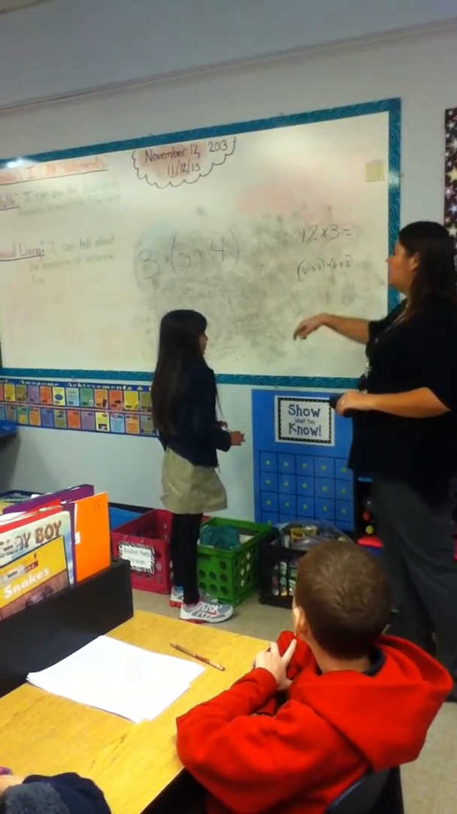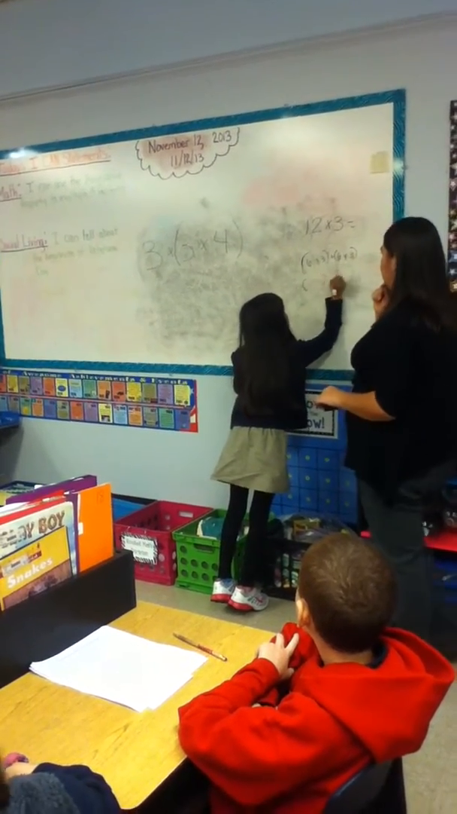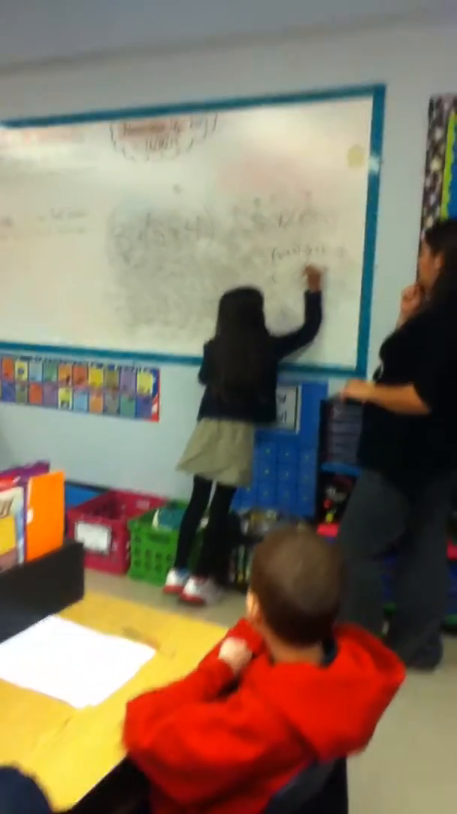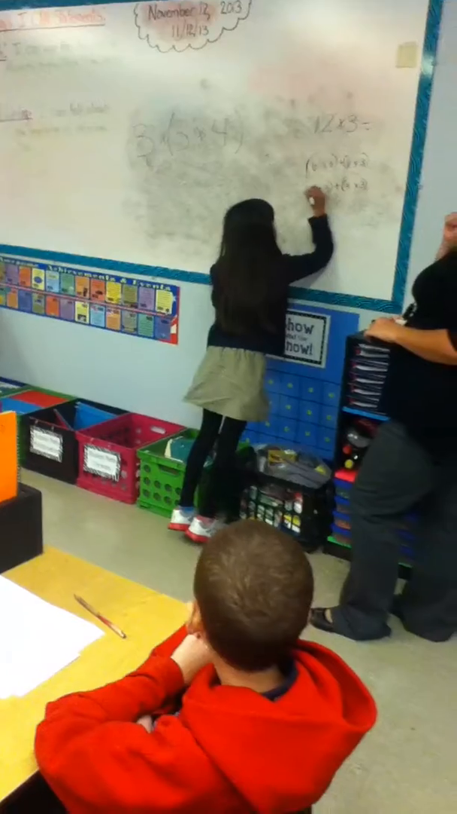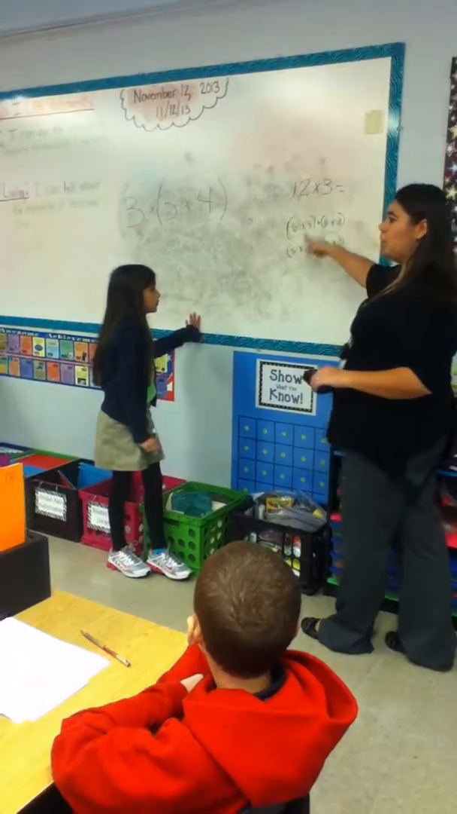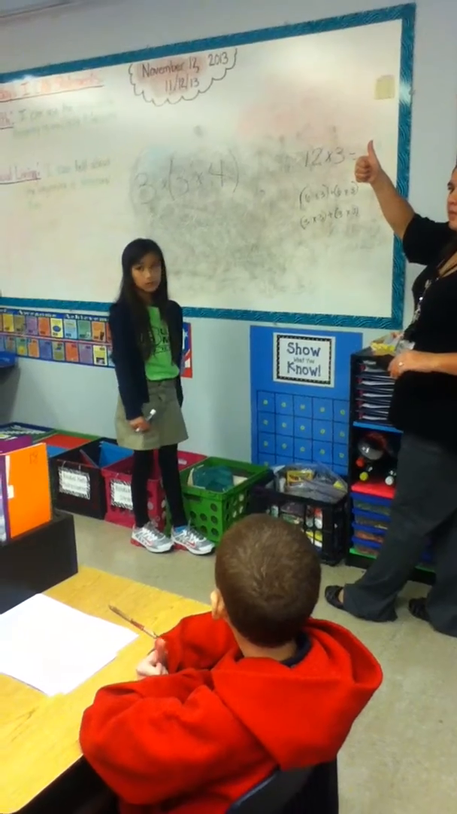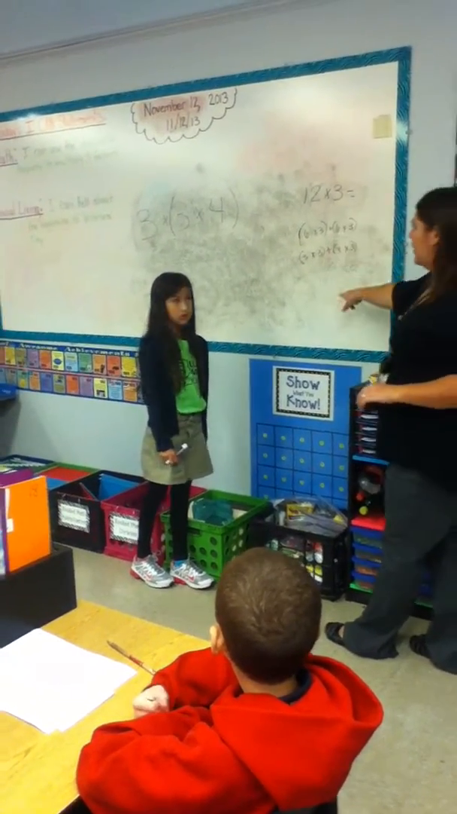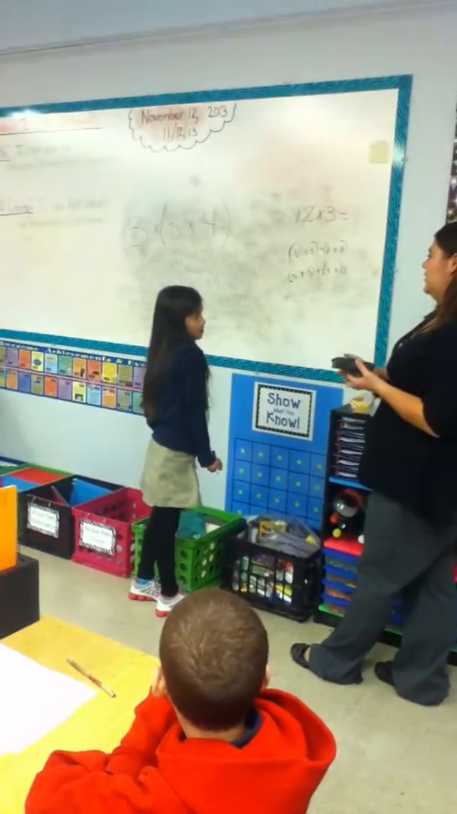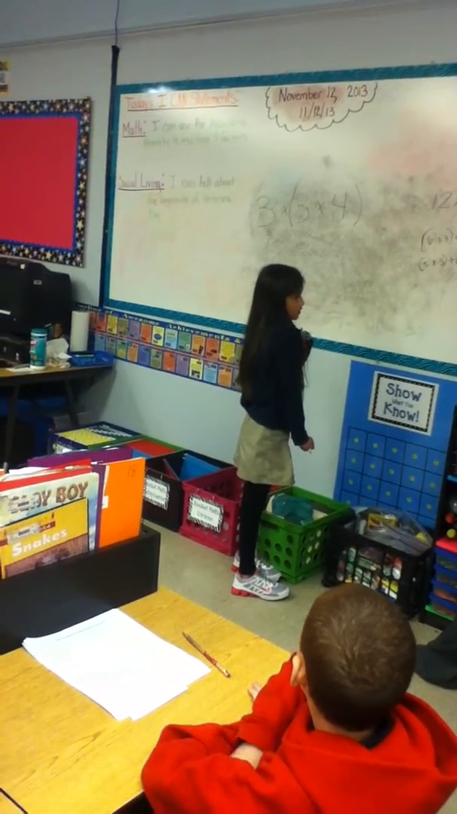If it's too hard to do, what can you do? You can break it down again. Okay, so she kept her 3 and broke 6 down to 3 and 3. Do you agree? Thumbs up. Do you agree, Alex? Do you agree, Michael? Okay, good. So what's 3 times 3? No. What's 3 times 3? Let's count by 3s. 3, 6, 9.